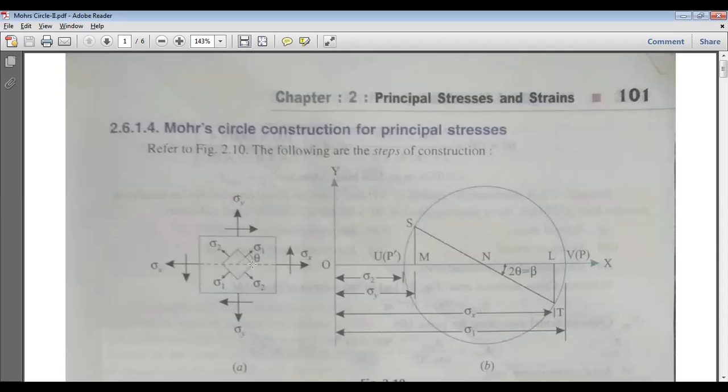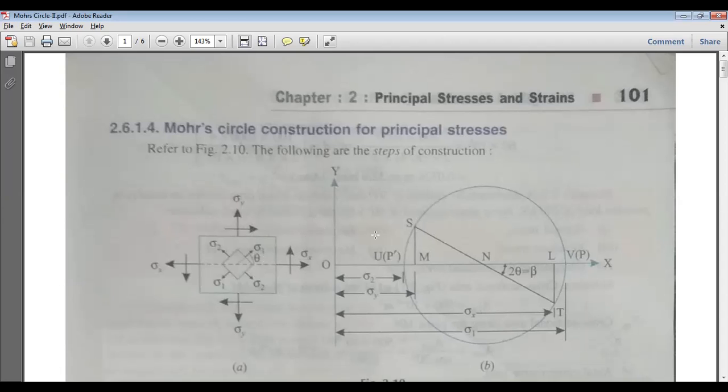So if the inclination is given as theta, we'll take 2 theta from the horizontal and we'll draw a line from here to here. So this line SMN, this line SNT, this line SNT will be representing the oblique plane. Line SNT is at an angle of 2 theta because here it is taken as theta.